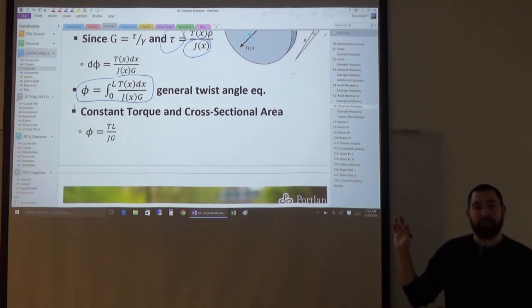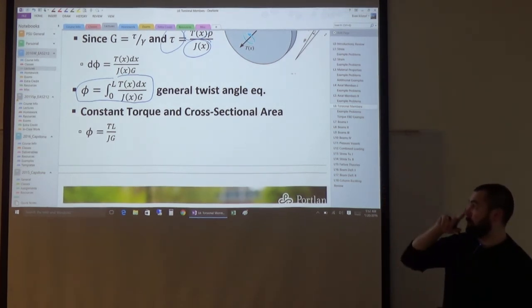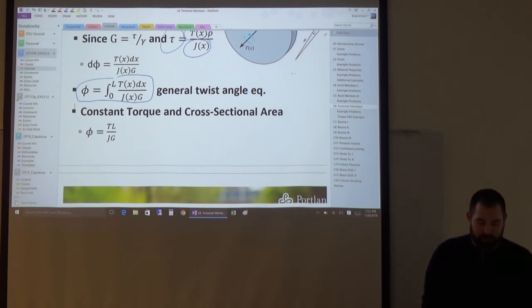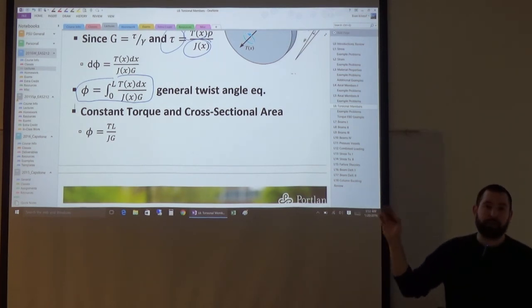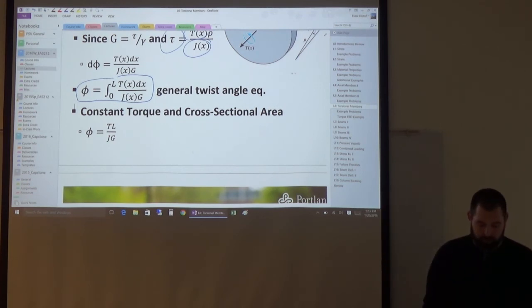It looks very similar to the axial deformation equation. We'll look at the similarities here in a second. Now we like to simplify this because we don't like doing integrals if we don't have to. And so if you have a constant internal torque and you have a constant polar moment of inertia, then you can simplify it down to that simple ratio TL over JG. That only applies if you have both a constant torque and a constant cross-sectional area, but technically here, let's just say polar moment of inertia, because that's really what matters, not the area.